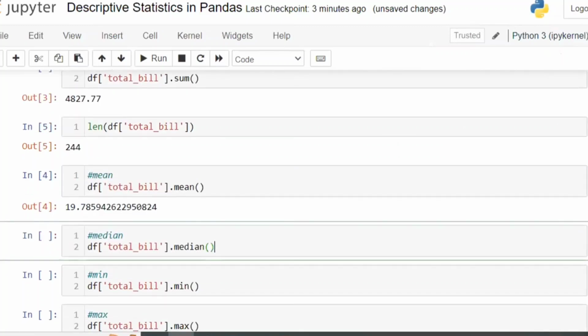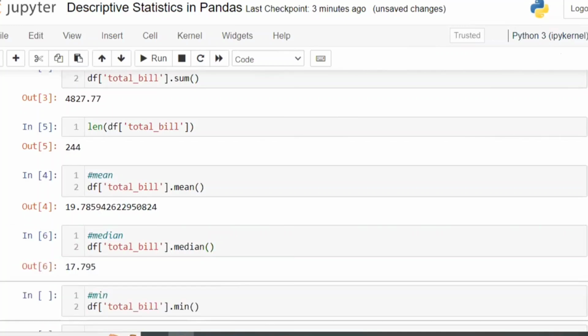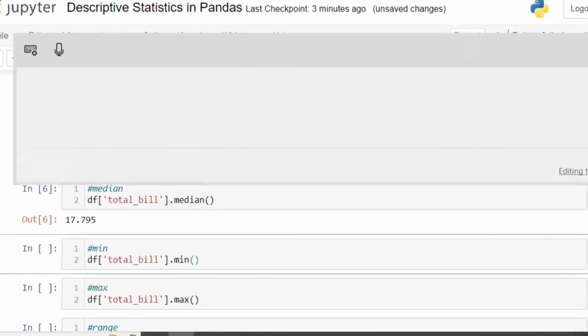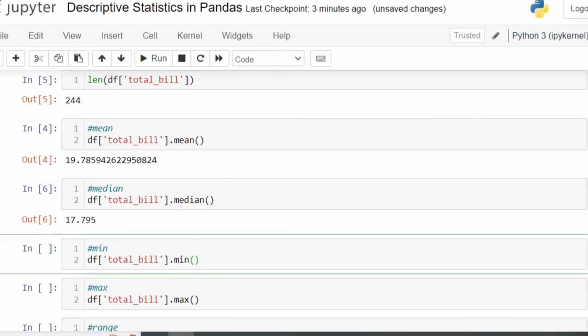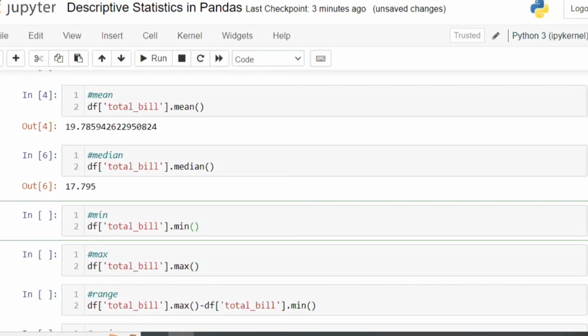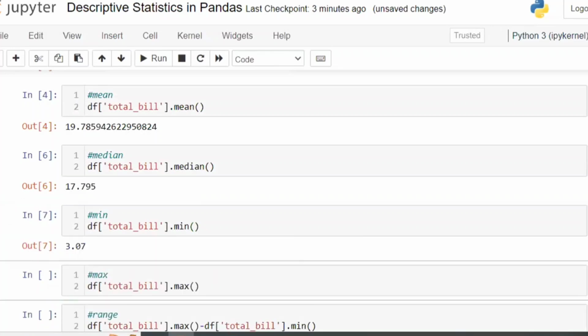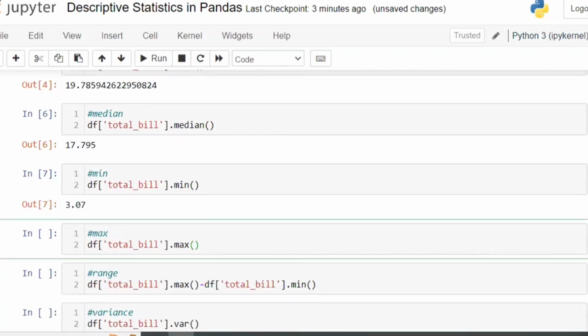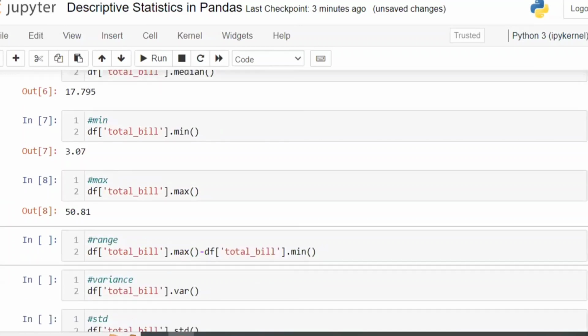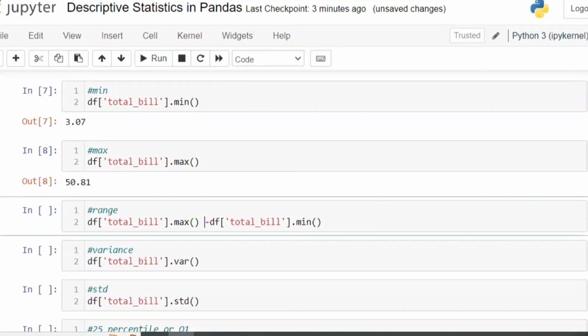Median. If you want to calculate the median, dot median. Median is nothing but the center value. It is going to give the center value. Minimum: what is the minimum value? In this entire data, whatever the minimum value is, it is going to calculate it. Dot min gives you the minimum value. Dot max gives you the maximum value. Range is nothing but maximum minus minimum.